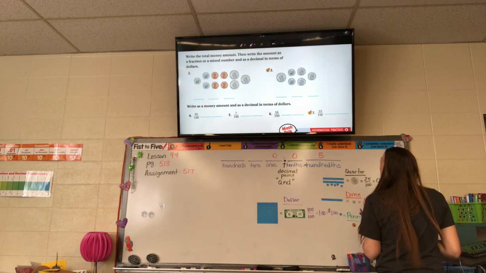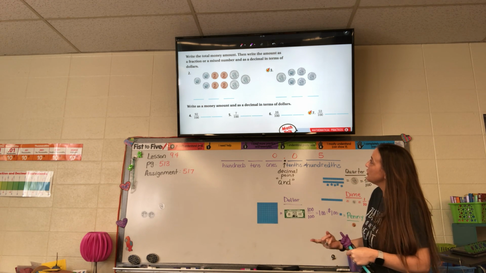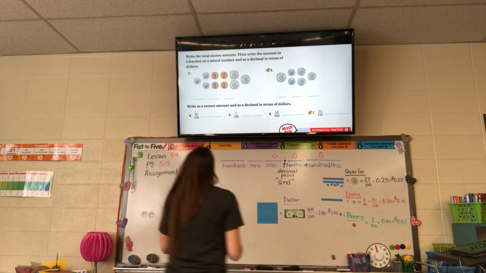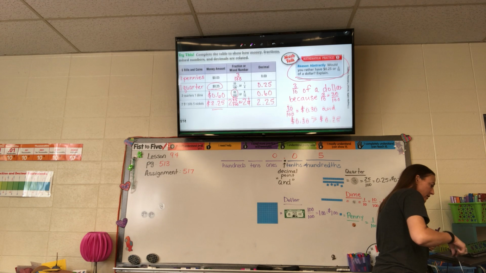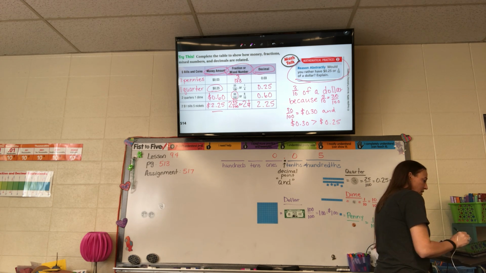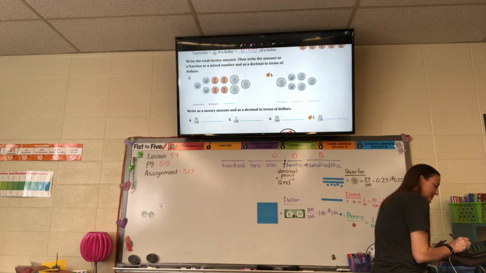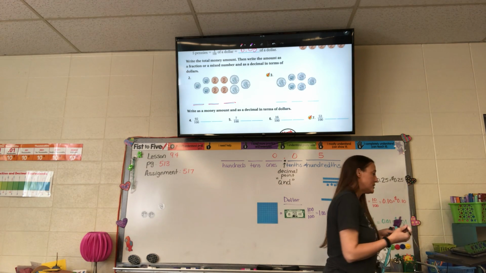Okay, next. Write the total money amount, then write the amount as a fraction or mixed number and a decimal in terms of dollars. If we go back and look up here, they're wanting us to write the money amount, fraction or mixed number, and the decimal in terms of dollars. So we're not going to have to do the bills and coins this time. Otherwise, they've given us 3 blanks, so that's because they want 3 answers.